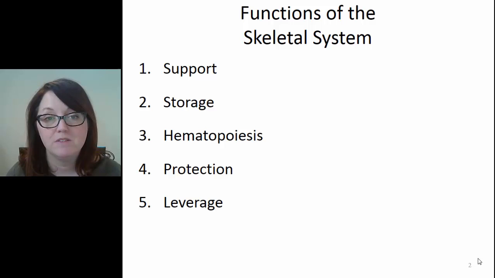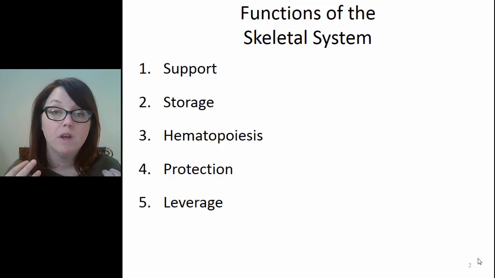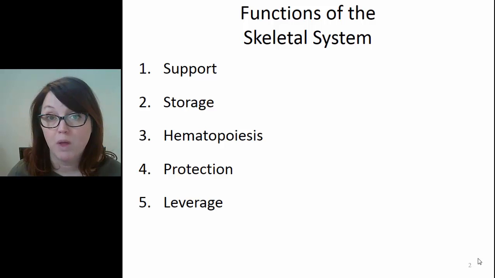Last but not least is leverage. When we think of the body moving, we don't always think about bones first. We usually think about muscles first. And it's true that our skeletal muscles do move our body. But without a leverage system, our skeletal muscles really couldn't do anything at all. Our muscles need something to pull on, and what they're pulling on are our bones.